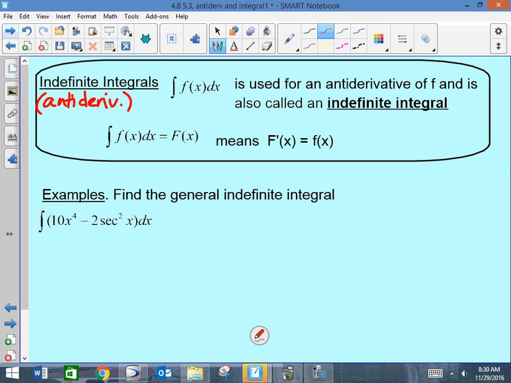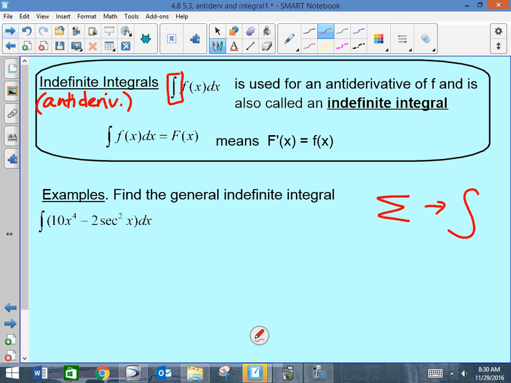But it's called an indefinite integral. Remember, this is an integral sign. It's supposed to look like an S because it's a sum. Eventually, you're going to relate it to those Riemann sums and those trapezoid sums. It's definitely related there. Okay, but that's where that thing is. That's a summation sign that kind of evolved here into this. It's supposed to look like an S. Okay. All right. So the integral of f of x dx is used for an antiderivative of f of x and is also called an indefinite integral.